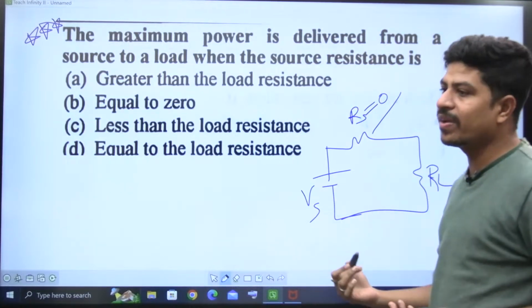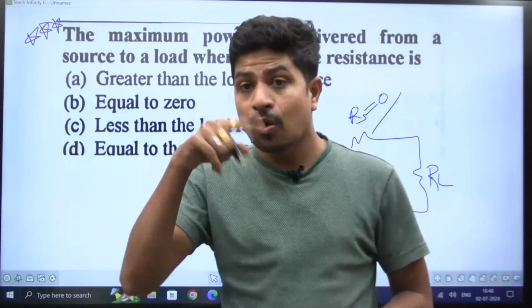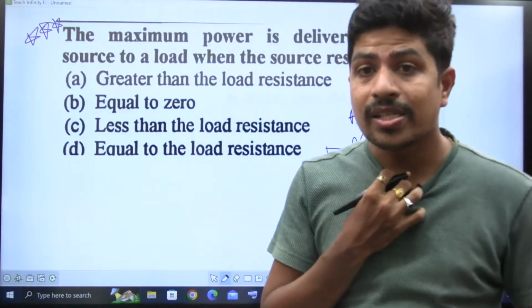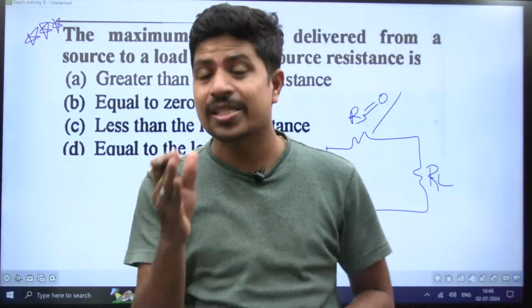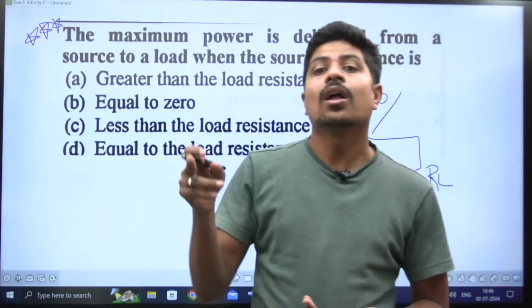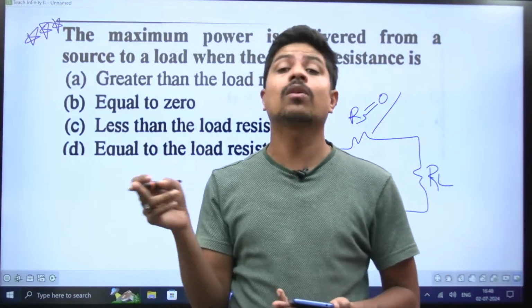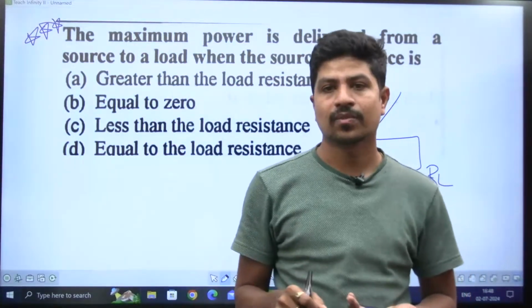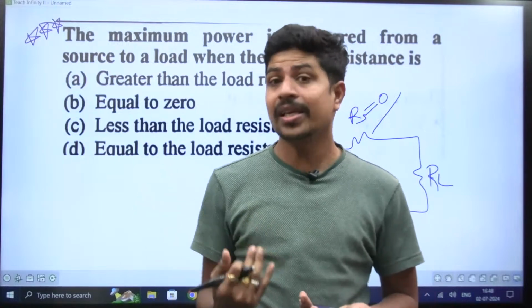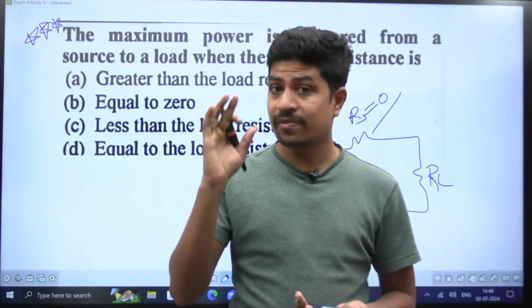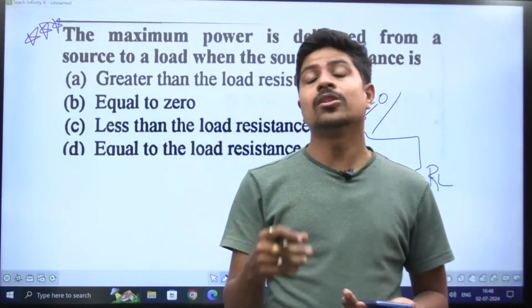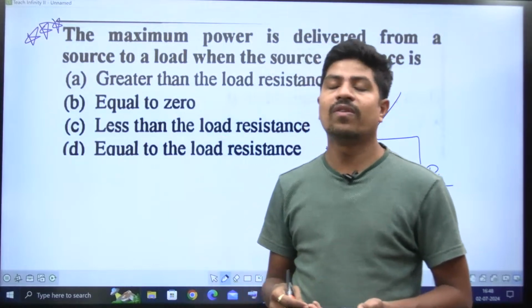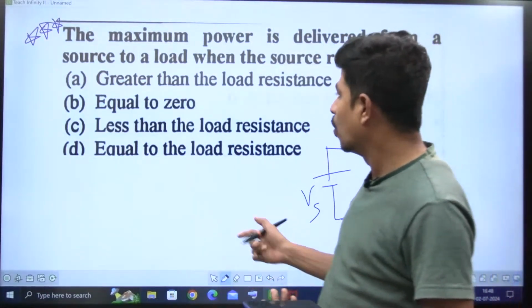Previously my variable was the load resistance. Whenever the load resistance is variable, the condition is that the load resistance must be equal to the source resistance. In AC, the load impedance must be the conjugate of Thevenin's impedance. But here the load resistance is fixed and the source resistance is variable. Then the source resistance must be equal to 0 for maximum power transfer to the load.